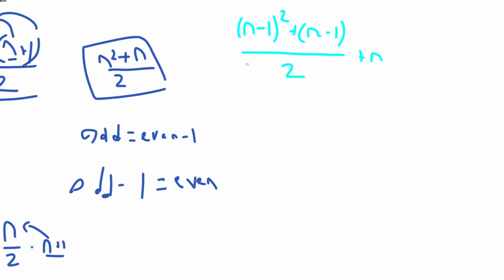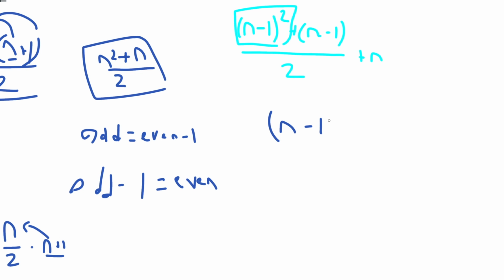Okay, so what do we do? Now what we do is we simplify this n minus 1 squared. How do we simplify this? Well, we can just simplify it by using FOIL. This is the easiest way to do it.